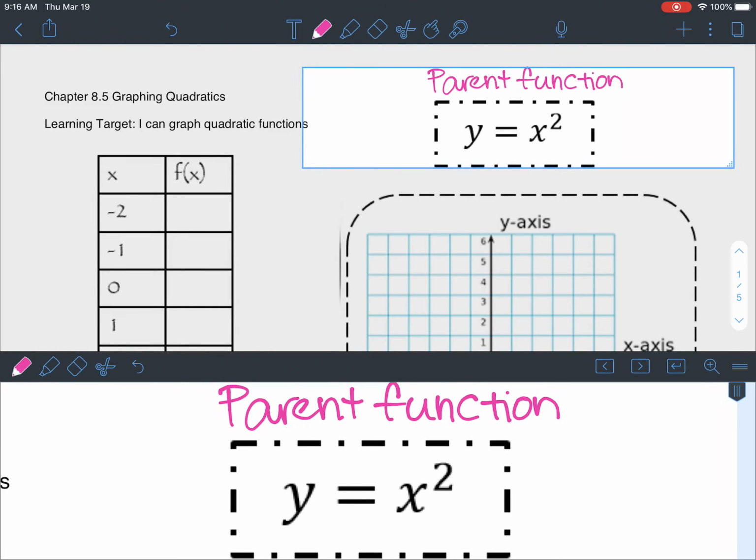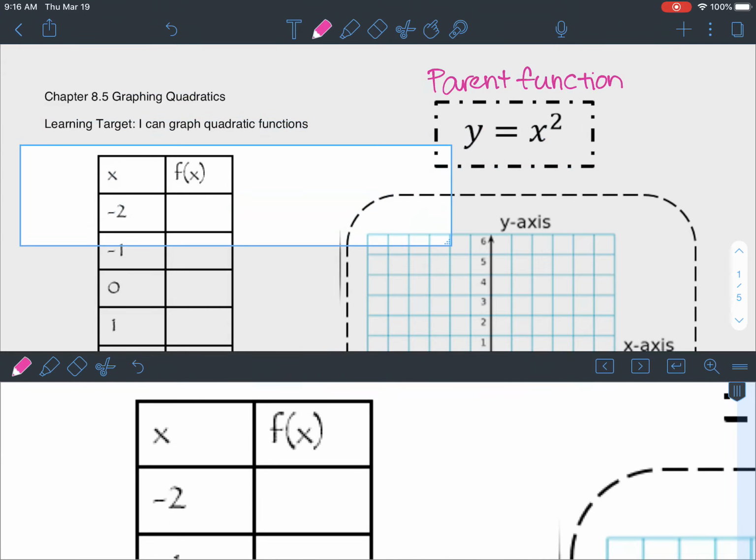So we're going to start by graphing this parent function y equals x squared. This is the parent function for a quadratic. This creates a parabola, which we've talked about before. You're going to see that when we actually start to graph this. Whenever we're graphing things, we usually like to look at a table of values to help us create that function on our graph itself.